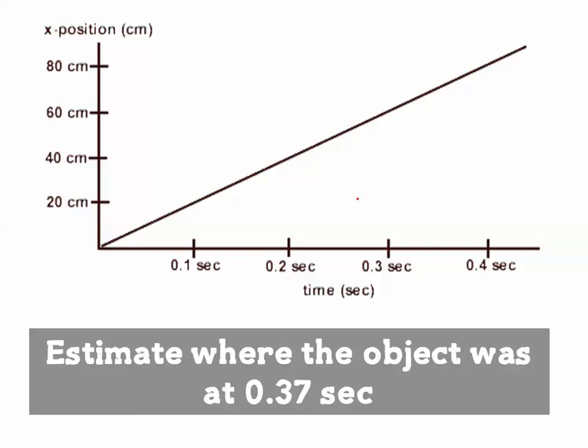We can also estimate where the object is at a certain time. So at about 0.37 seconds, somewhere in this region, we can trace that up to where that lies on the best fit line, about right here, and we find that that corresponds roughly to maybe 68 centimeters, somewhere between 60 and 80 centimeters.